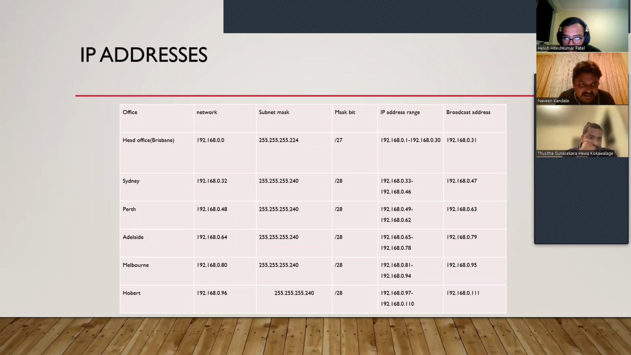They mention office, network, subnet mask bit, IP address range, and broadcast address. Coming to head office Brisbane, the network IP address is 192.168.0.0. Coming to the subnet mask, 255.255.255.224. This mask bit is 27. The IP address is this one. Each head office has a different network and subnet mask bit.